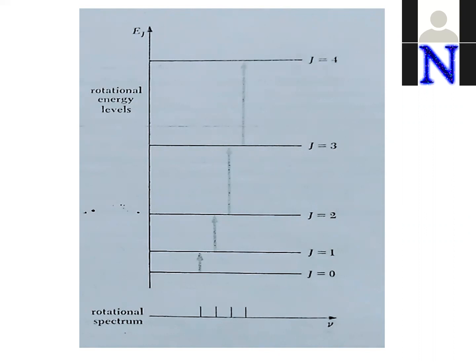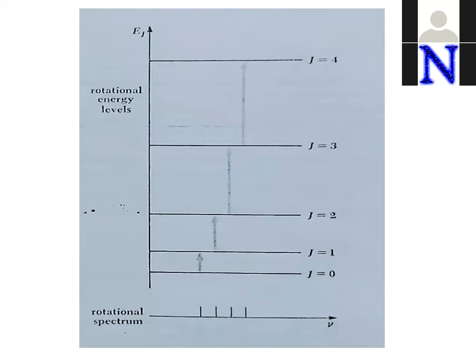Because if it jumps from 1 to 3, the change is 3 minus 1, which is 2. That is not allowed. If it jumps from 1 to 4, the change is 3. That is also not allowed. So as per the selection rule, we can conclude that delta J must be equal to plus or minus 1.